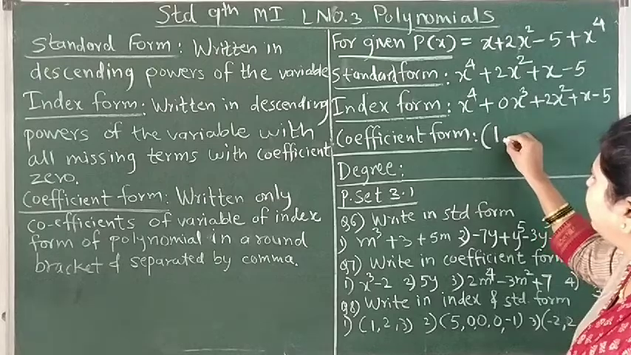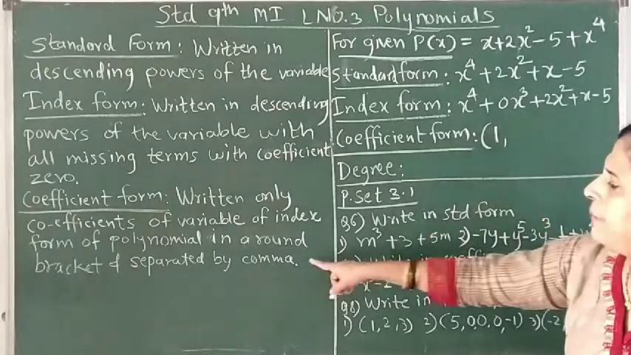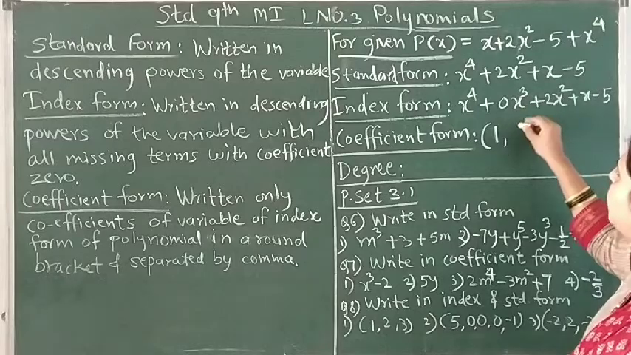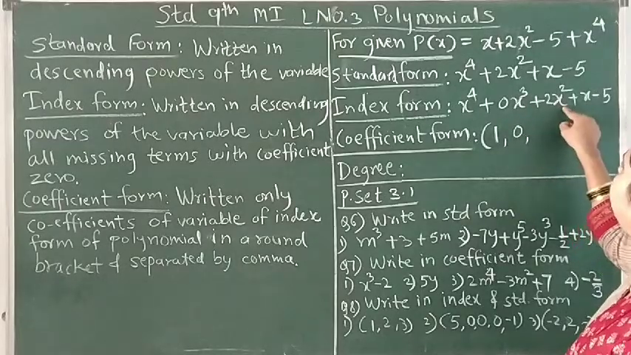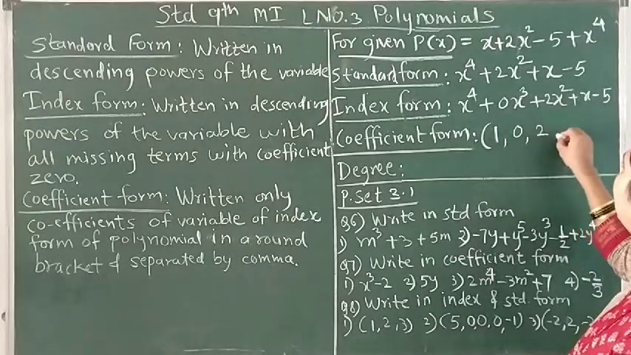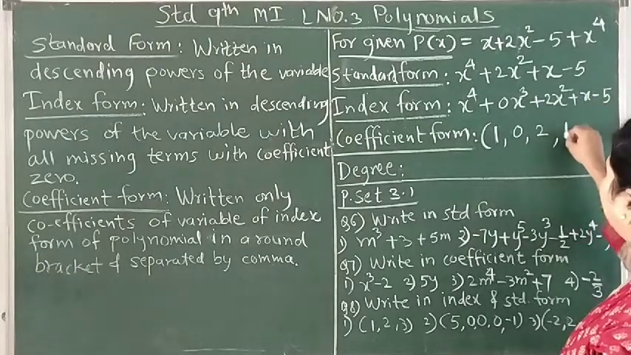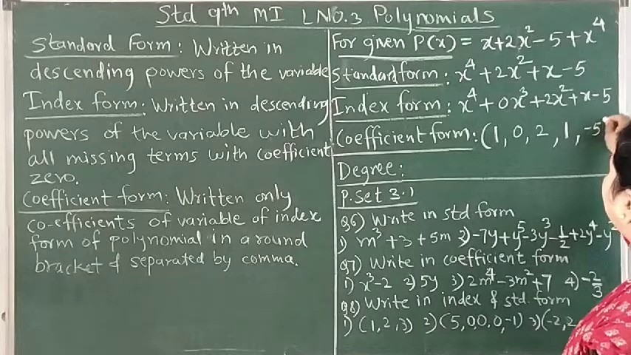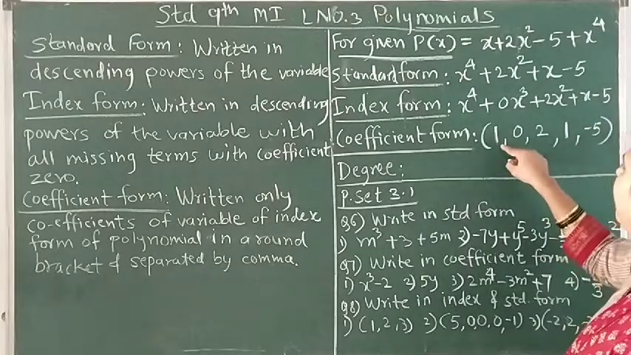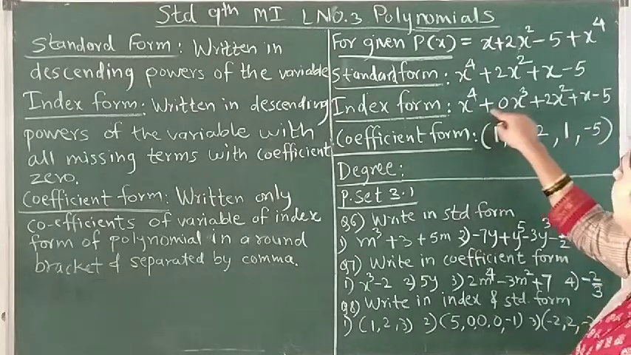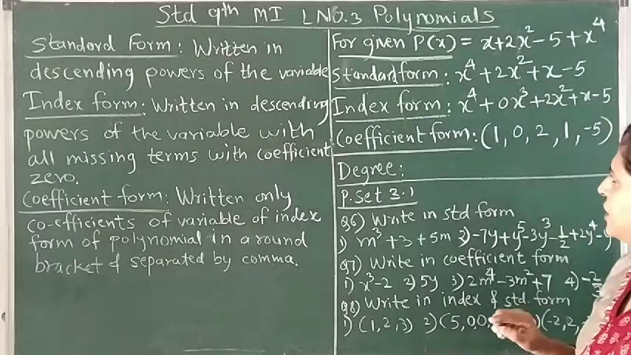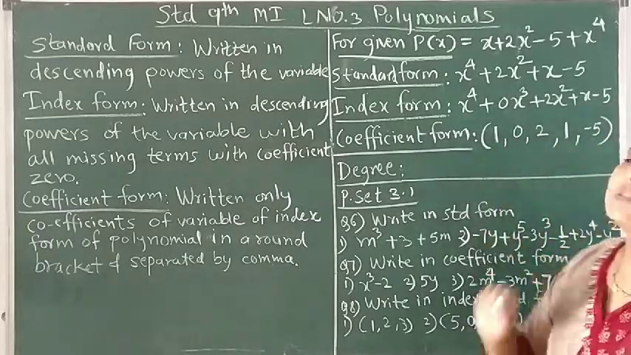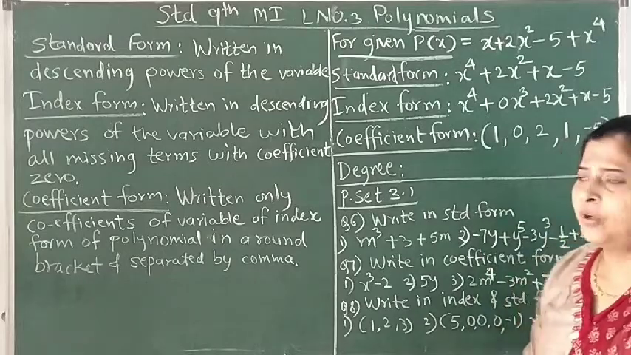So we'll write 1, and we will separate this by comma. In between we will put commas. 0x cube means the coefficient of x cube is 0. Coefficient of x square is 2. Coefficient of x term is 1 plus 1. And the last is minus 1. So when we write only the coefficients of the polynomial in index form in round brackets, separated by commas, we get its coefficient form.